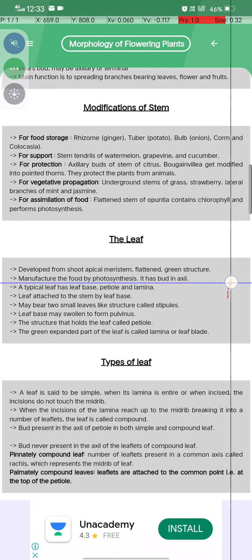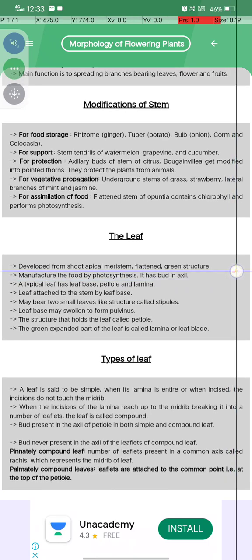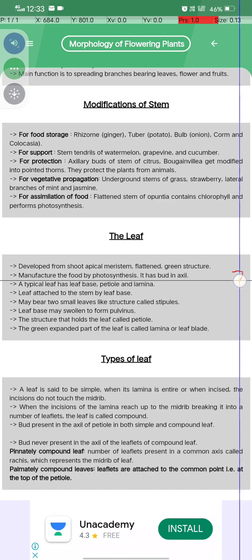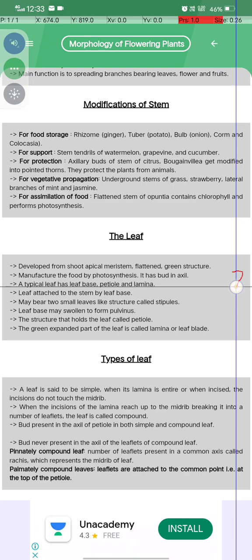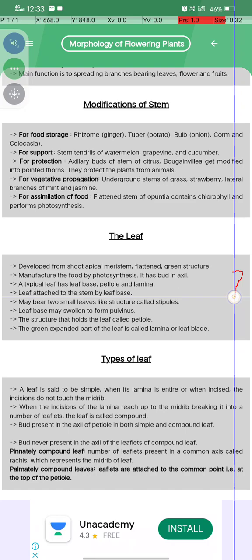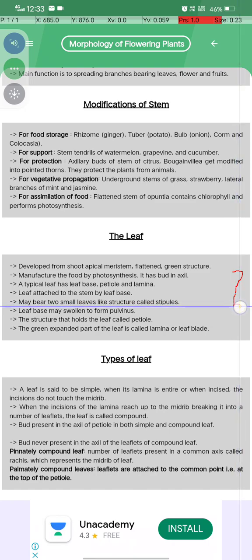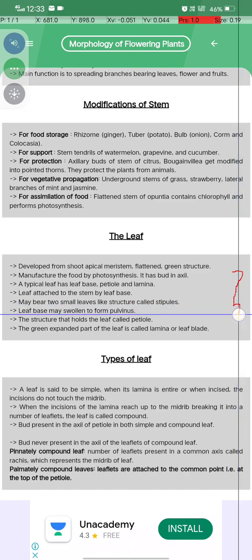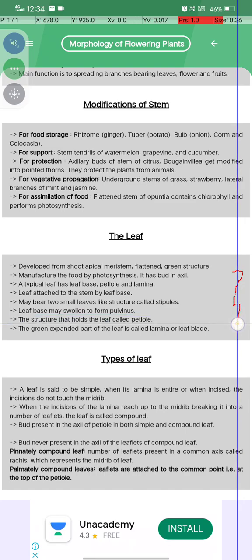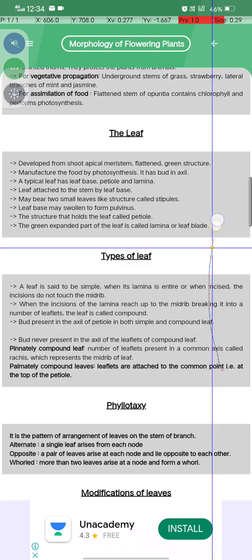Leaf develops from the shoot apical meristem and is a flattened green structure that manufactures food by photosynthesis. It has a bud in the axil, and a leaf base, petiole and lamina. The leaf is attached to the stem by the leaf base and may bear two small leaf-like structures called stipules, and the leaf base may swell to form the pulvinus. The structure that holds the leaf is called the petiole, and the green expanded part of the leaf is called the lamina or leaf blade.